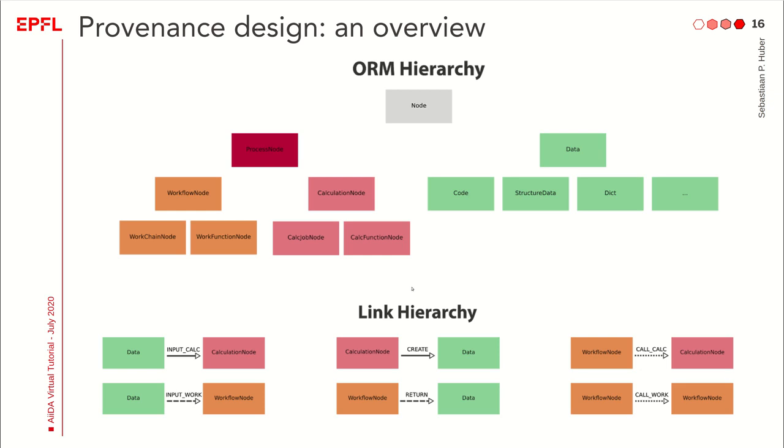Finally, there are six types of links, as defined here by the hierarchy. You have data that goes into a calculation node as an input calc link, data for a workflow node as an input work. A calculation creates data, and a workflow node returns data. And finally, a workflow can call either a calculation or it can call another workflow, creating sub-workflows.